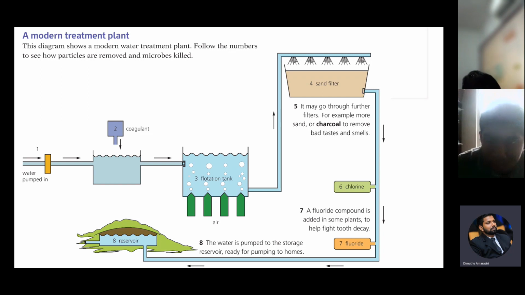Fourth, you have to say filtration through sand. Fifth, filtration through charcoal. And the description, we are filtering through sand to get rid of tiny insoluble particles. Sand is used here to get rid of tiny insoluble particles. Charcoal is already explained.